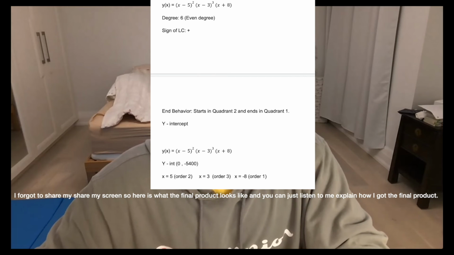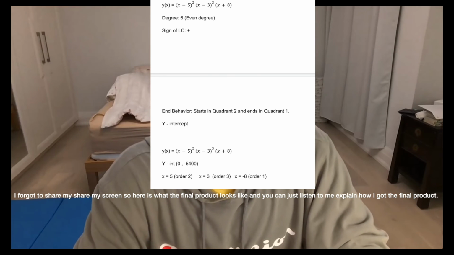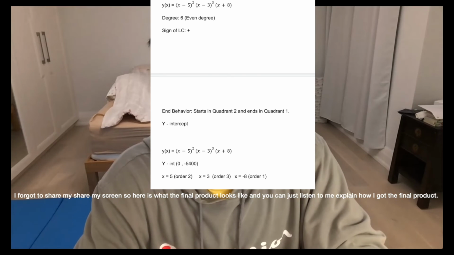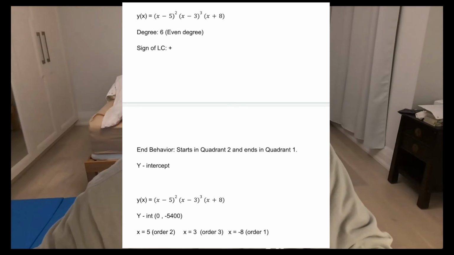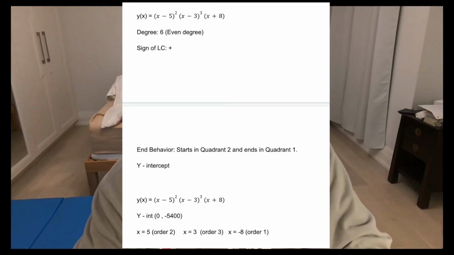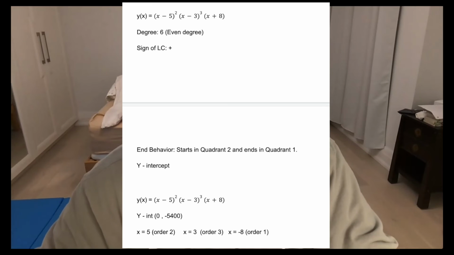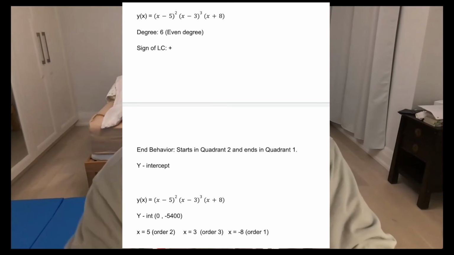Okay, so for this one, I thought I'd go through it with you. We'll do it quickly, don't worry. So the degree: we're going to add up the exponents here because they're being multiplied. So 2 plus 3 plus 1, that's 6. So even degree. Sign of the leading coefficient: since the a value is just 1, it's positive.